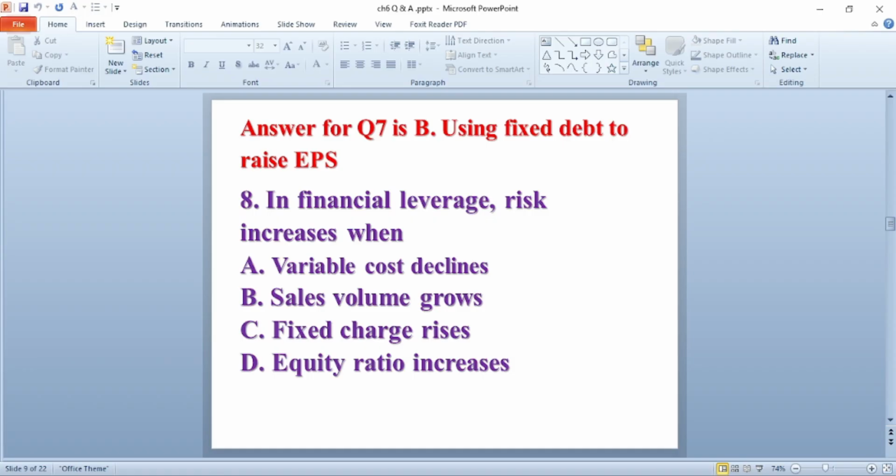Question number 8. In financial leverage, risk increases when dash. A, variable cost declines, B, sales volume grows, C, fixed charge rises, D, equity ratio increases. The answer is C. Fixed charge rises.